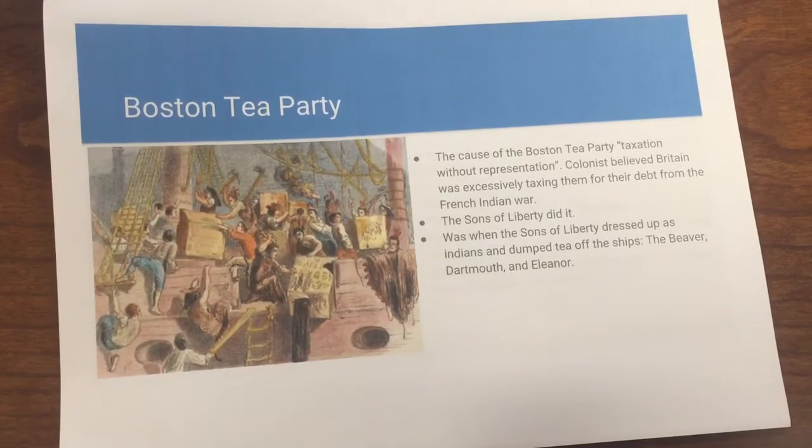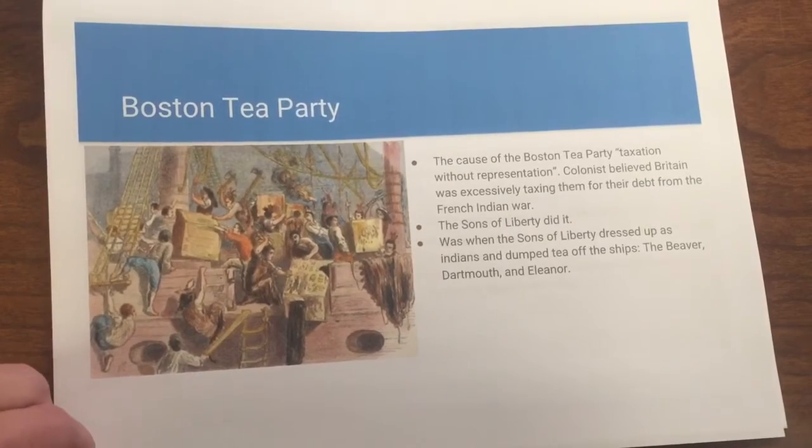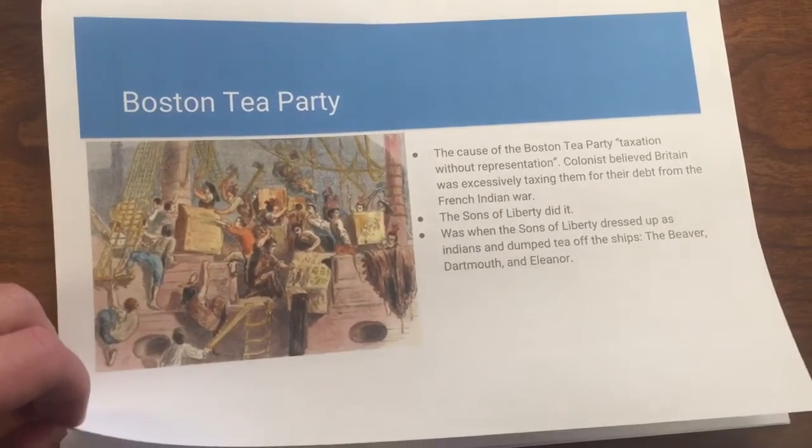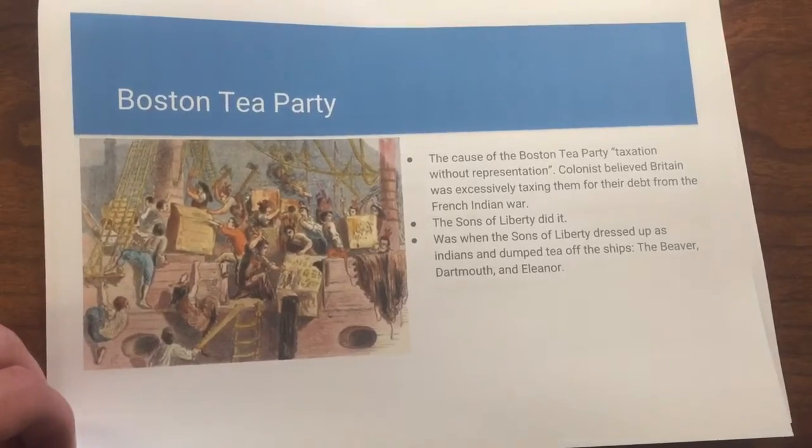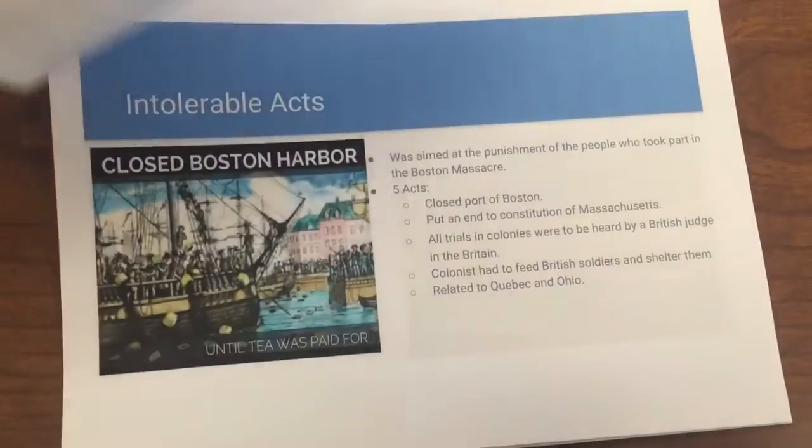Also, 340 chests of tea were dumped in the Boston harbor that night. That much tea would weigh about 92,000 pounds and would be worth $1.7 million. Also, that amount of tea that they dumped could have made 18,523 cups of tea.